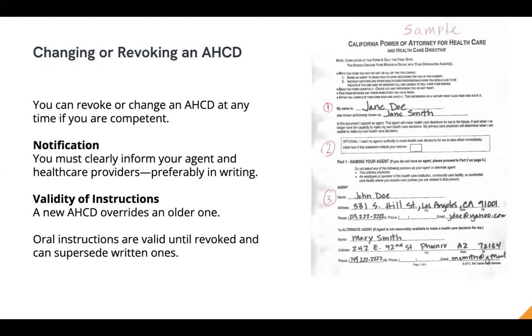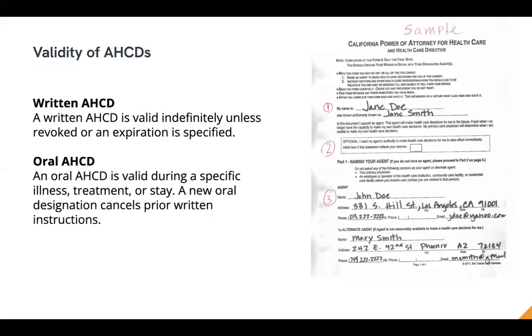So if we want to change or revoke a healthcare directive, and we talked a little bit about that, they can do that at any time. They have to clearly inform their agent and healthcare providers, preferably in writing. And then the new advanced healthcare directive overrides the older one. Oral instructions are valid until revoked and can supersede written ones if they were done after the fact. But it has to be with oral. You should have witnesses that witness the oral directions.